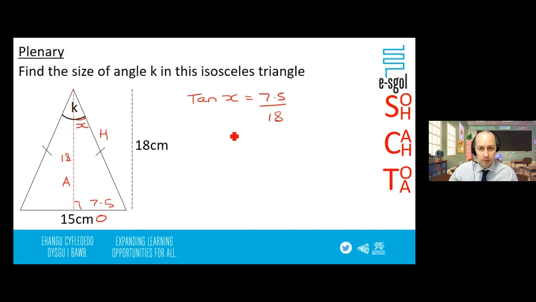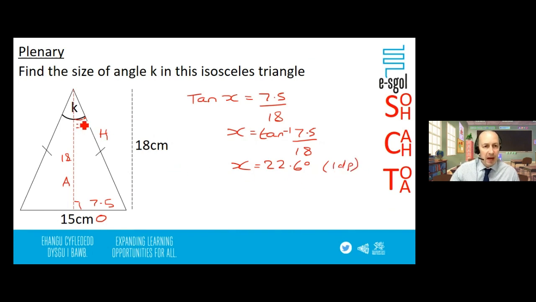Remember, I'm finding an angle, so that tan needs to go over as tan to the -1. Remember that shift button on your calculator. So 7.5 divided by 18. I'm going to type that in, and that will give me an angle of 22.6 degrees to 1 decimal place.